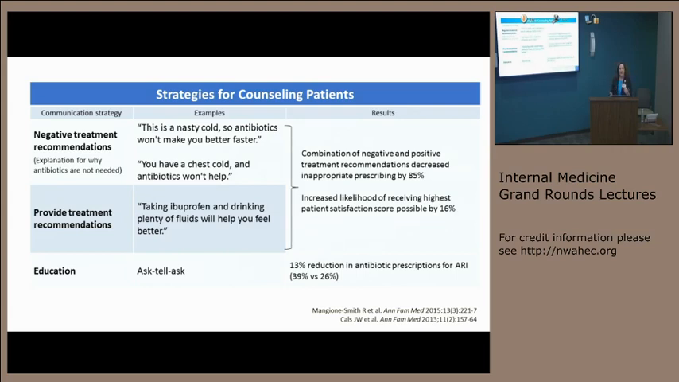And then if you just do plain old education, that actually helps also. Using the ask, tell, ask strategy, where you ask or inquire about their understanding of bronchitis, you tell them about the expected duration of their symptoms, how often those are viral in etiology, and then you ask for clarification. That helps reduce prescribing as well.